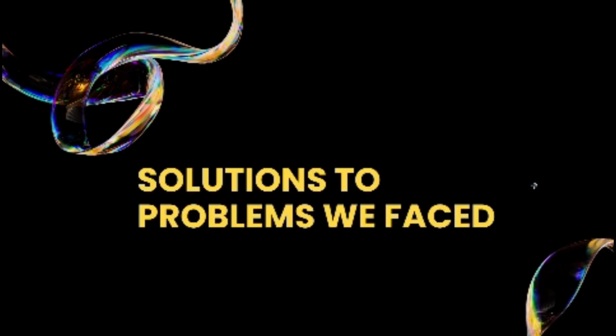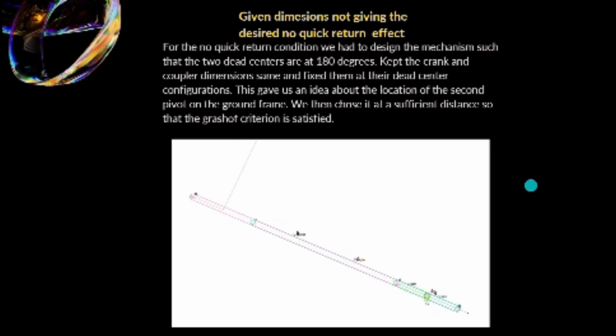The solutions to the problems which we faced were that we made sure the two dead centers are at 180 degrees, so the crank and coupler dimensions were the same, and we fixed them at the same dead center configuration. This gave us an idea about the location of the second pivot in the ground frame. We then chose it at a sufficient distance so that the Grashof criteria is satisfied. As soon as the Grashof criteria is satisfied, there was a complete rotation of the coupler.